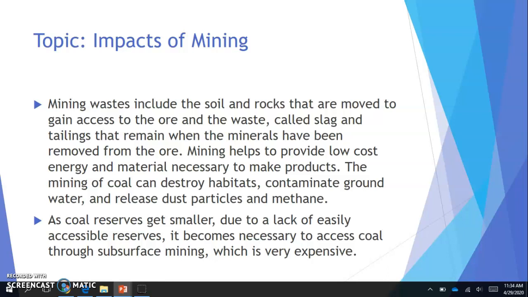As coal reserves get smaller due to a lack of easily accessible reserves, it becomes necessary to access coal through subsurface mining, which is expensive and also more damaging to the land, because when you talk about subsurface mining, you have to drill down into the ground and get further down to where those coal deposits are. Again, coal is not clean energy. It causes a lot of detrimental effects.